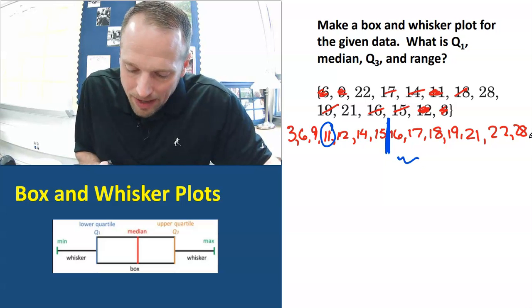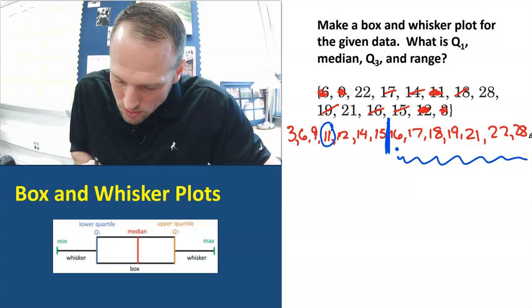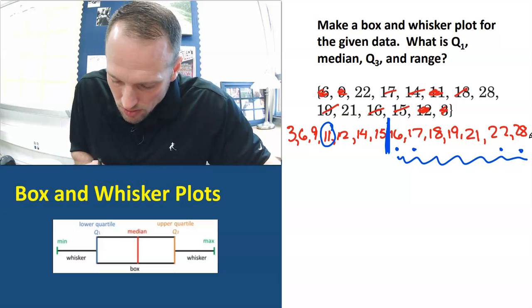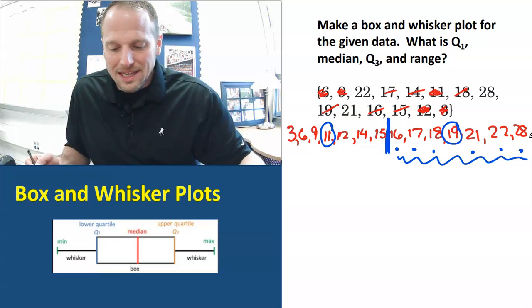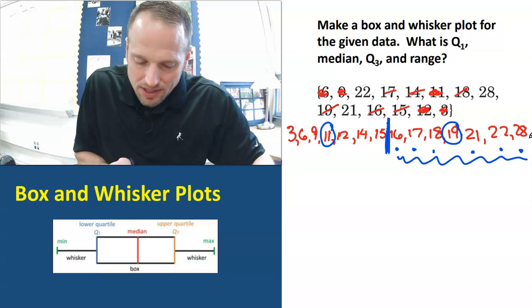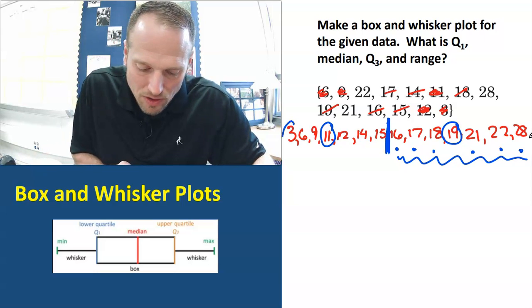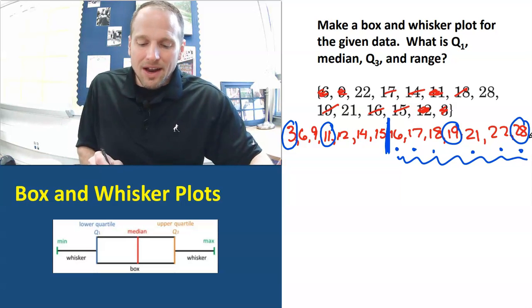And then I'm going to come back up and do the same thing on the top. Smallest, largest, smallest, largest, smallest, largest, and I'm left with 19. Now I've got all of the points that I need. Here is my very smallest one, which is 3. My largest is 28. And I've got everything else.